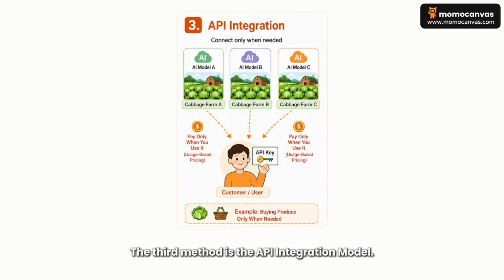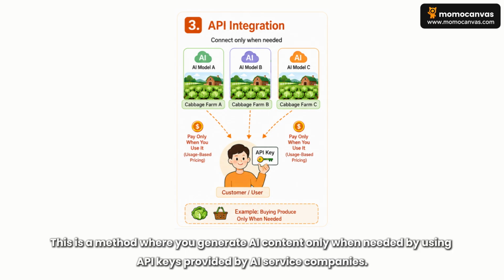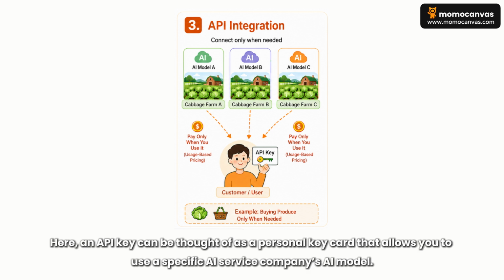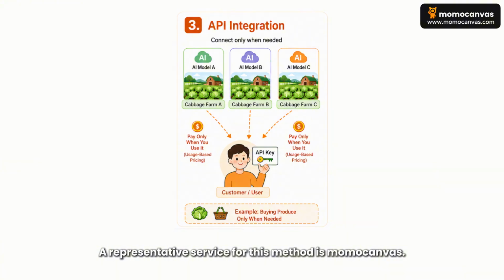The third method is the API integration model. This is a method where you generate AI content only when needed by using API keys provided by AI service companies. To use the same analogy, it's like buying cabbages directly from different cabbage farms whenever you need them. Here, an API key can be thought of as a personal key card that allows you to use a specific AI service company's AI model. A representative service for this method is MomoCanvas.